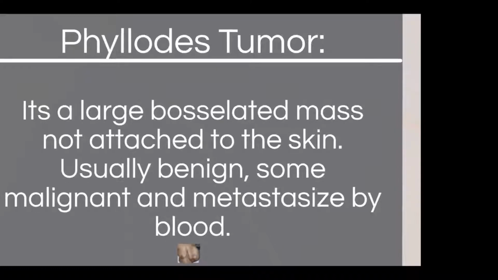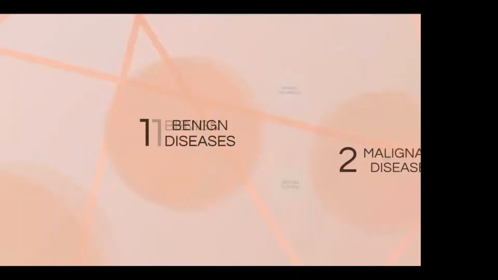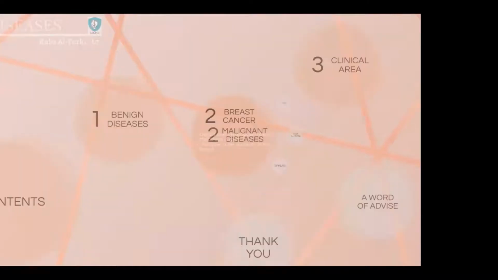You can see over here, it usually has a thick capsule and dense fibrosis inside. For lipoma, it's just a soft lobulated lesion, so it's not usually malignant. But if it's malignant, we can manage it in the malignant diseases. That's for the benign diseases. Now we will be talking about the malignant diseases.